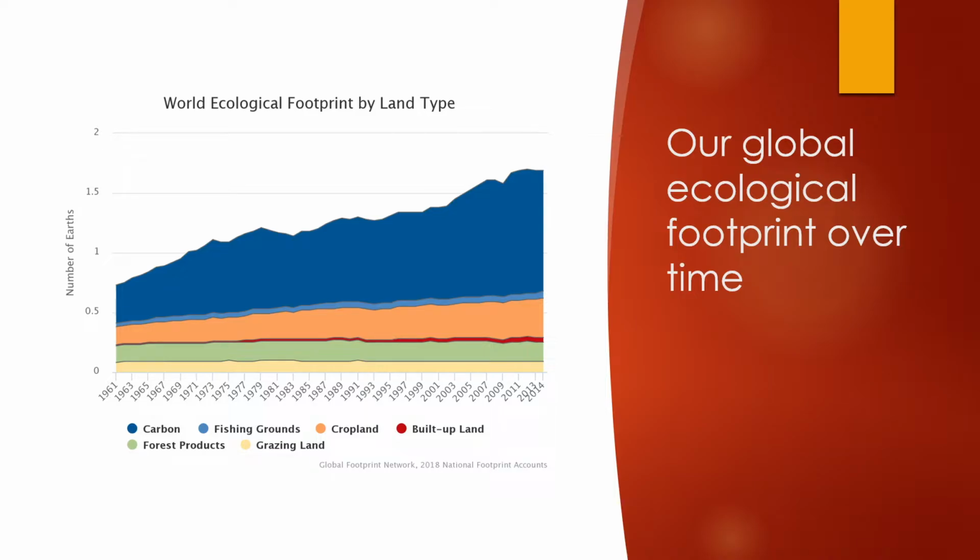I hope everyone also noticed how most of the land types have remained relatively consistent throughout the years. It's the carbon consumption, which has drastically ballooned and caused issues. Why do you think that is?